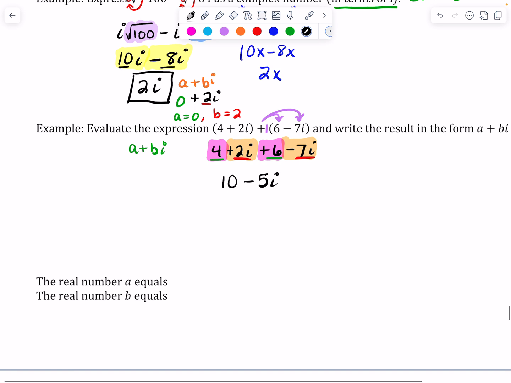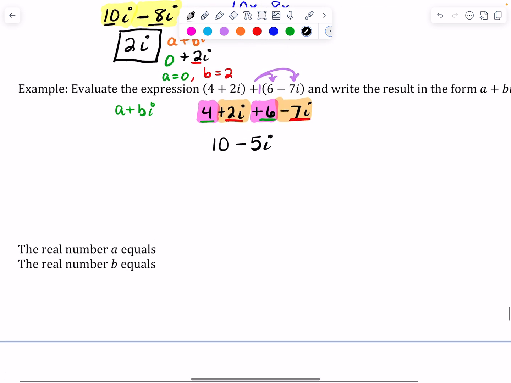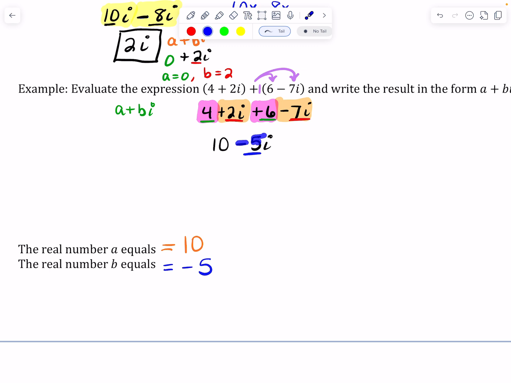So this question does ask us the real number a. a is going to be the real number part, which is 10. And then b is going to be the number in front of i, which equals negative 5. Now remember, this sign is attached to the b. So if this is negative, b is going to be negative. If that were positive, then b would also be positive.